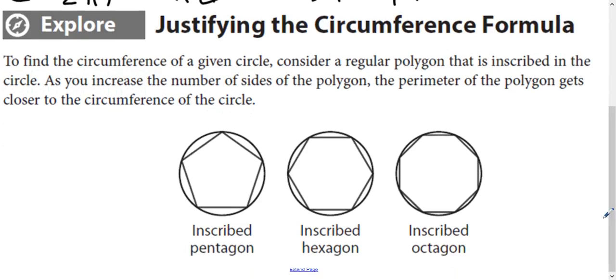We're going to first take a look at this. If you inscribe a polygon into a circle, the more sides you get, the closer it starts to look like a circle. But here we've got 8 sides, starting to look pretty close to a circle. So if you consider the perimeter of the polygon, here the perimeter of the pentagon, not quite that close to the perimeter of the circle. Hexagon, you add in another side, it gets pretty close, it's getting closer. Octagon is getting way closer.